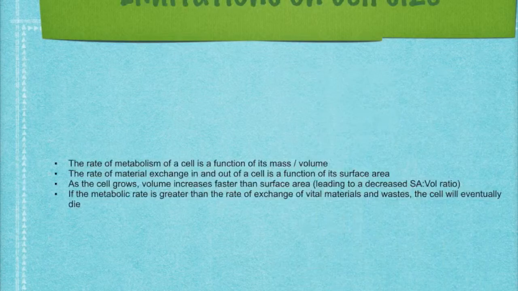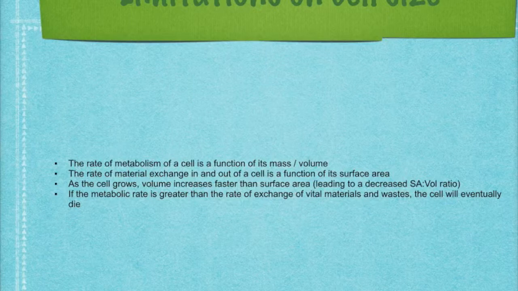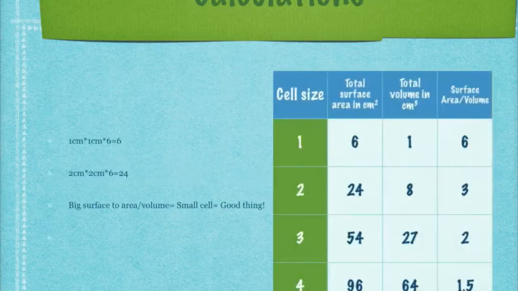So we've covered basically everything in the limitations on cell size that is explaining the surface area to volume ratio. But we have, through this presentation, explained why cells are small and how they work best when they have a big surface area to volume ratio.